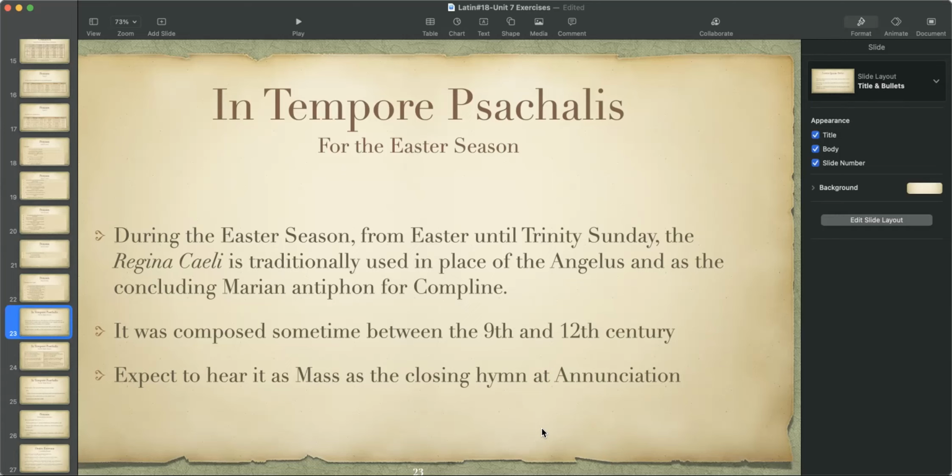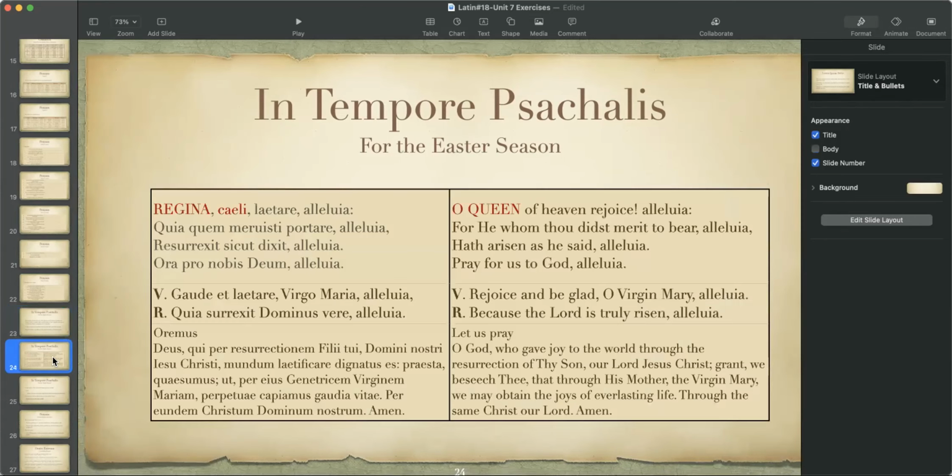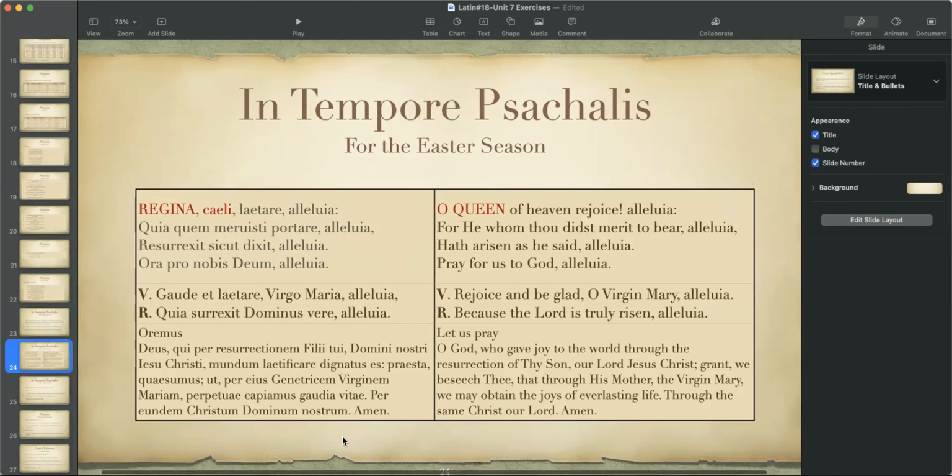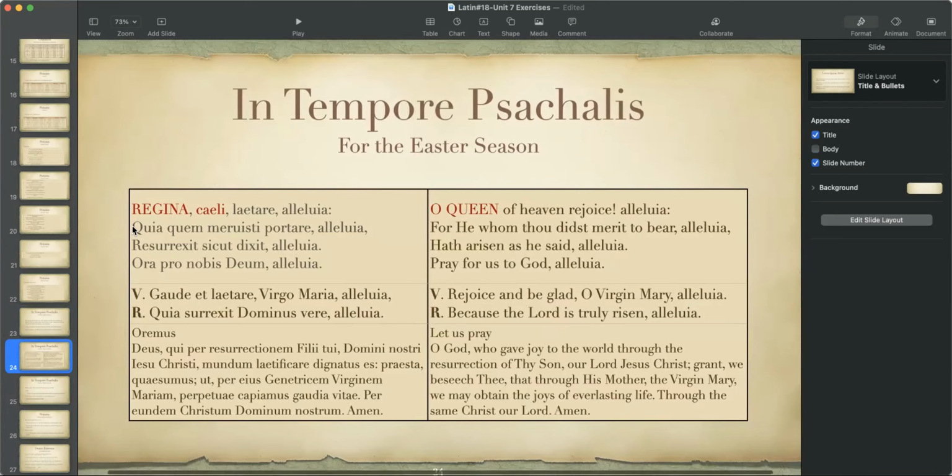You will hear it as the closing hymn at Annunciation. And I can say this with great confidence because I've already heard it at Mass. So I thought I would pop it up here. It's pretty easy. This is the hymn or the antiphon itself, but I also gave you what is recited privately at Compline or night prayer. So I thought I would throw that in for everybody. But Regina Caeli, Queen of Heaven, laetare.